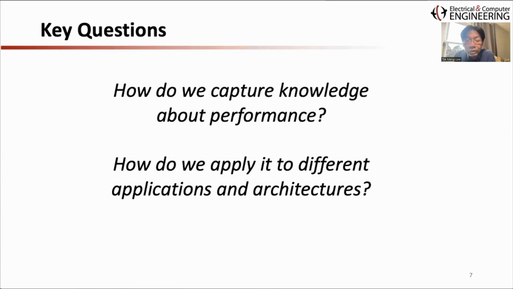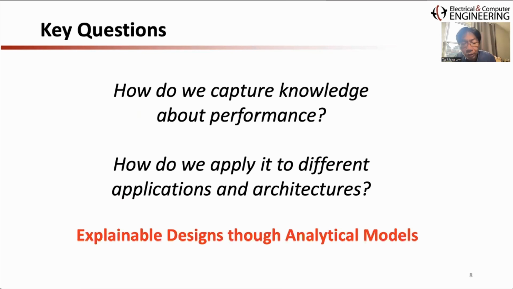So my research group actually tries to answer two key questions. Number one, how do we capture knowledge about performance, right? Like I've mentioned, if we've optimized the code, how much of it can we reuse? How much of it can we retain for other applications, other domains, other platforms? And that's the second question. How do we apply it to different applications and different architectures? And our approach really boils down to the text scenario, and that is using analytical models to create explainable designs.